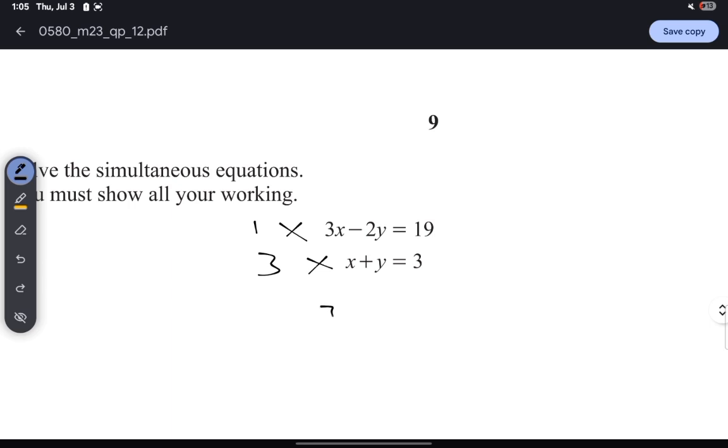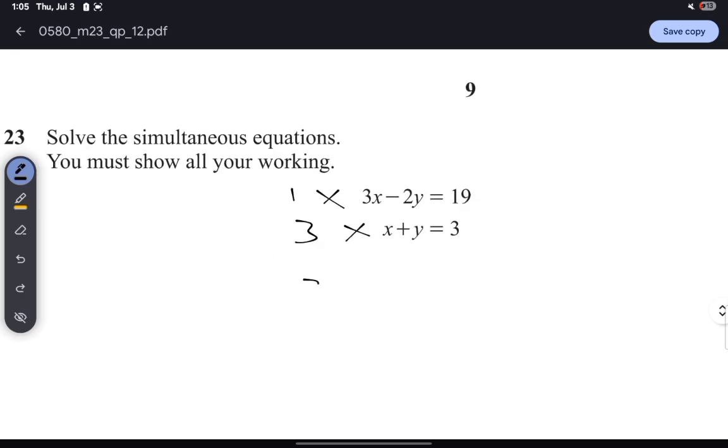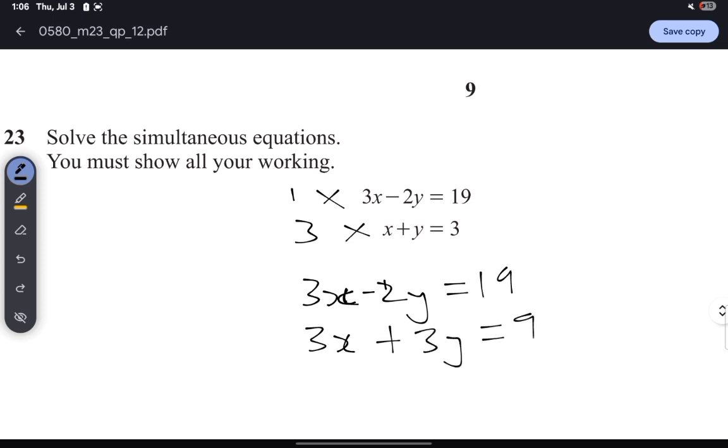So I'll get 3x for the first equation, minus 2y is equals to 19, and for the second one is now 3x plus 3y is equals to 9.